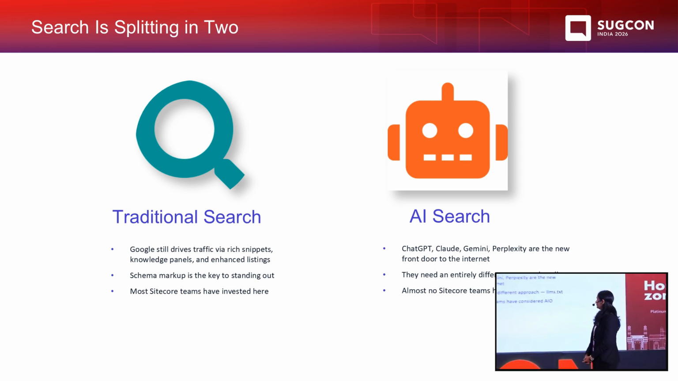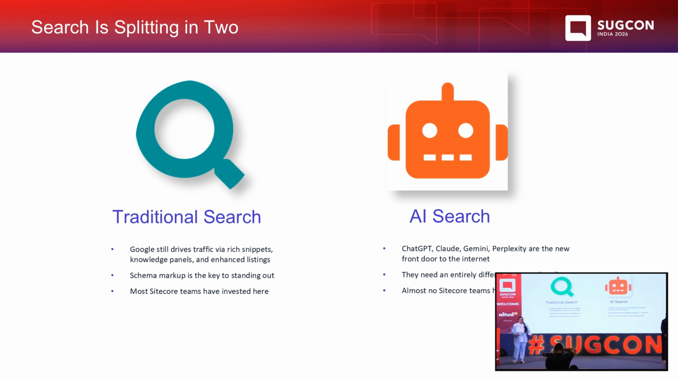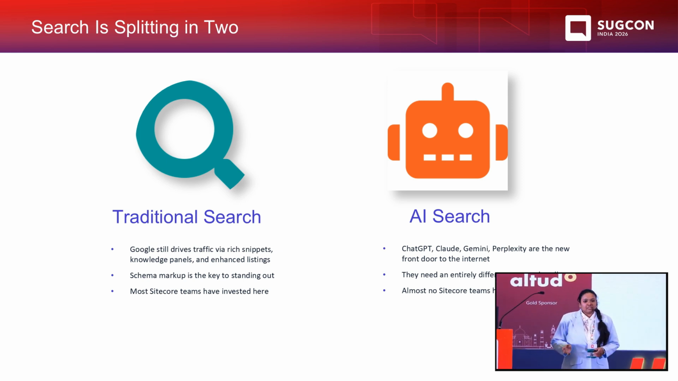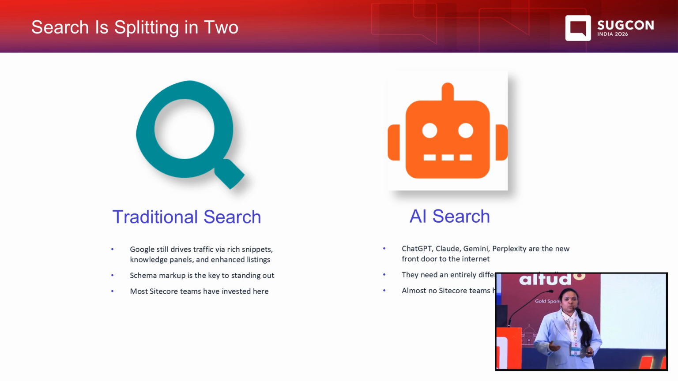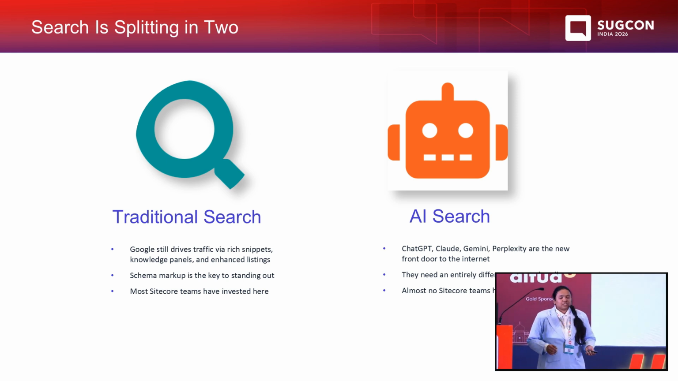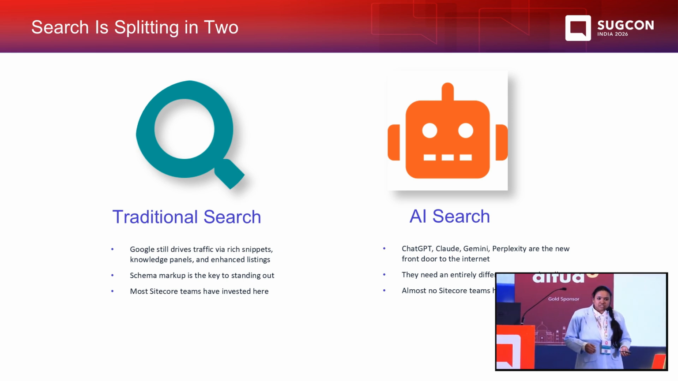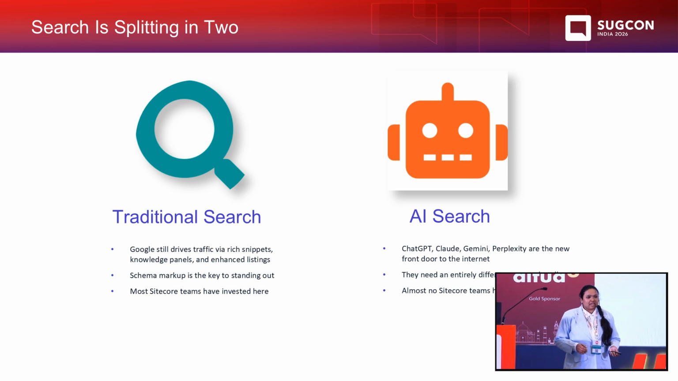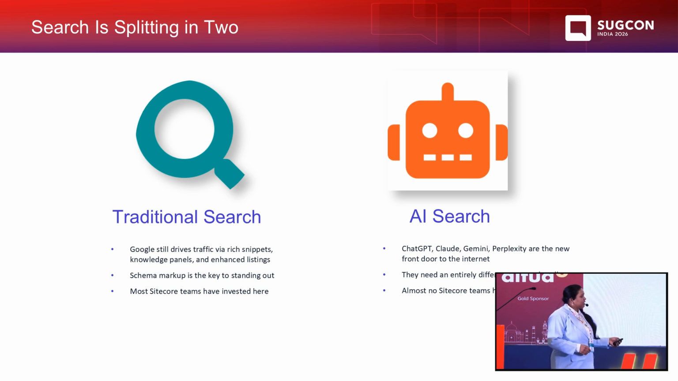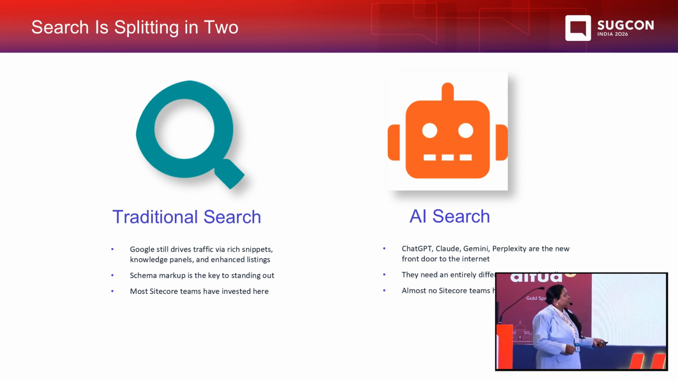On the right, we have AI search, where we are also focusing on AI models like ChatGPT, Claude, Gemini, Perplexity, and others, which are the new front door to the internet. Suppose you ask a chatbot, what is the Sitecore user group conference happening in Delhi now? Will the AI model answer that? Probably not. Similarly, if you ask the AI model, what is the best construction site in India? Does it answer that? Probably not. That's why we are focusing on this approach with the llms.txt file, which is a totally different approach for these AI models. And no Sitecore team is, as of now, implementing this AIO.